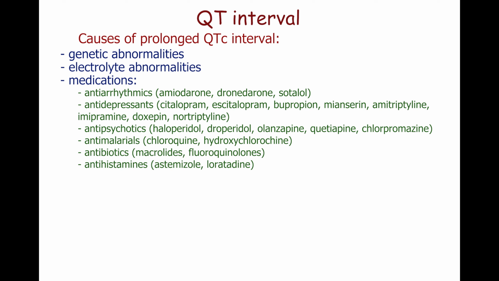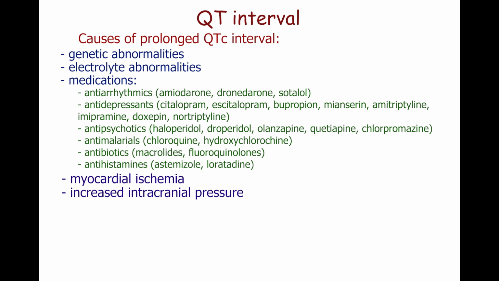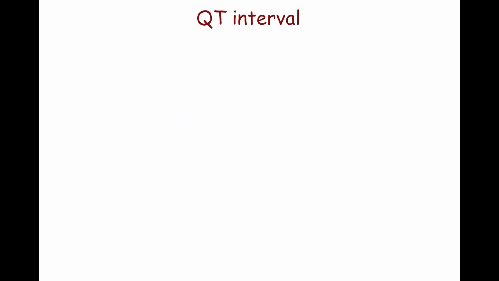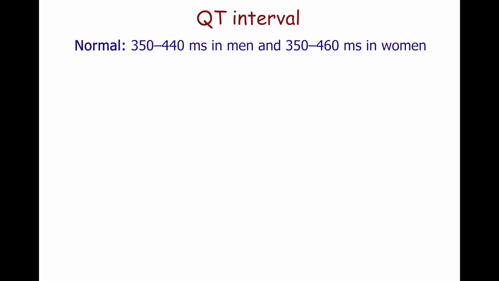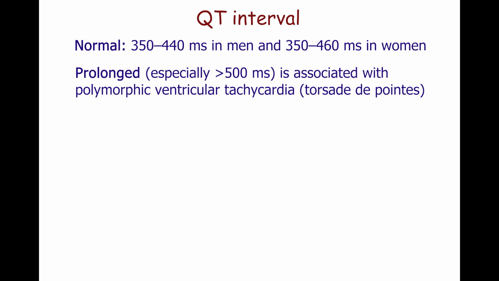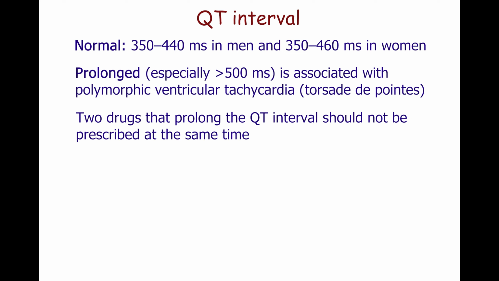Other causes of prolonged QT interval include myocardial ischemia and increased intracranial pressure. It can be found after cardiac arrest. Normally, the QTc interval ranges from 350 milliseconds to 440 milliseconds in men and from 350 milliseconds to 460 milliseconds in women. A prolonged QTc interval of more than 500 milliseconds is associated with polymorphic ventricular tachycardia, called torsade de pointes. In general, two drugs that prolong the QT interval should not be prescribed at the same time. However, if it's necessary, close monitoring of the QT interval will be done.